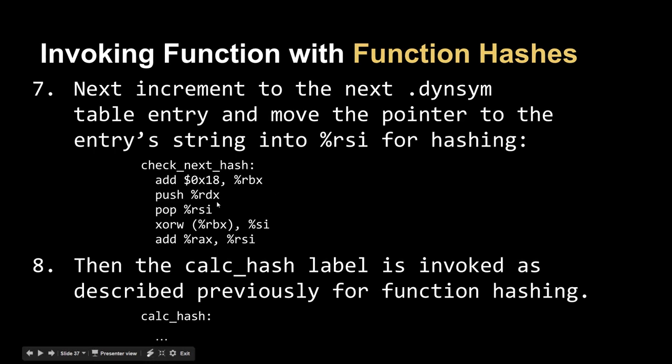RDX is still 0. And by pushing RDX and popping into RSI, you are zeroing out RSI. Then, by xoring, this will xor the lower half of RBX with SI, which is now zeroed out, so we'll move the lower half of RBX into SI, and then you can add RAX to RSI and store in RSI.